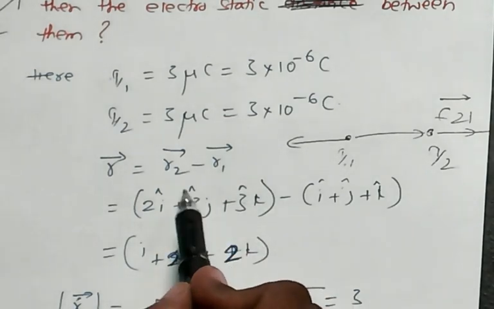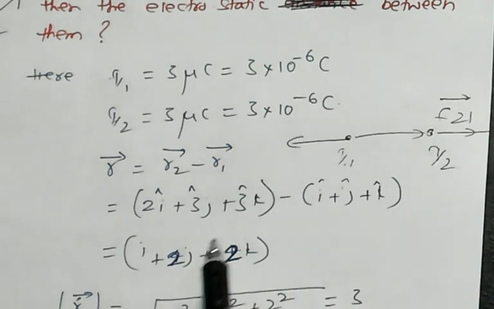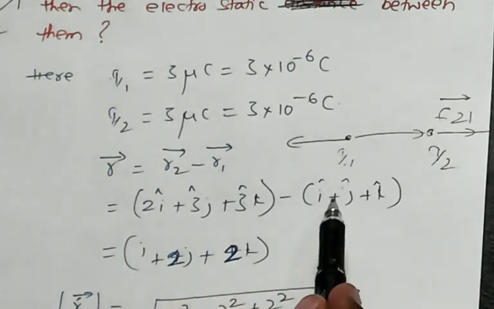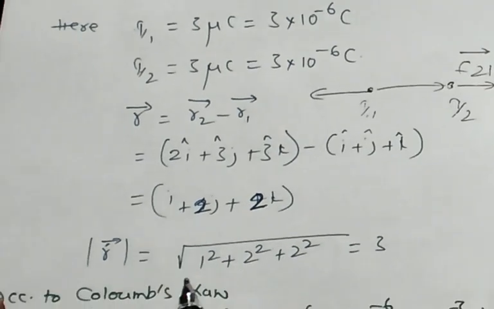The examiner has already given this. And R1 is i plus j plus k. So 2 minus 1, 1 i, 3 minus 1, 2, 2j, plus 3 minus 1, 2, 2k. So i plus 2j plus 2k.